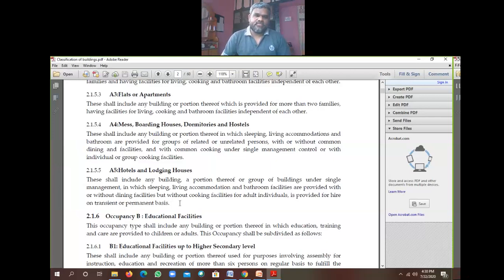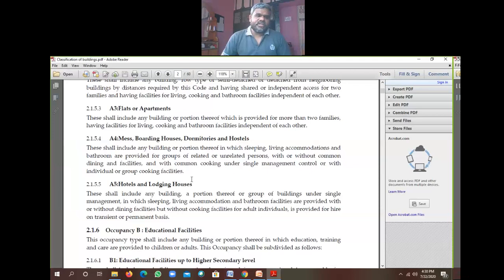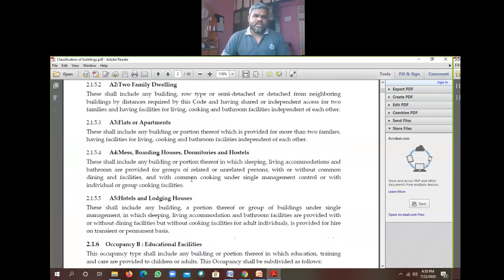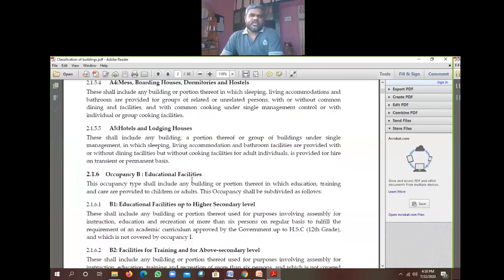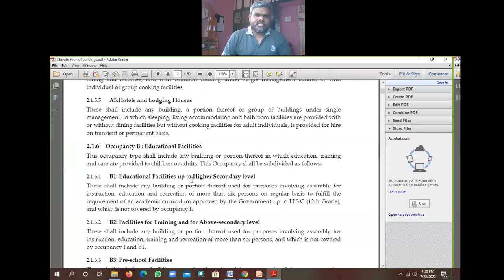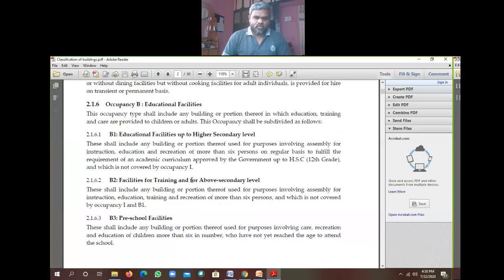These are group A5 buildings, meaning residential buildings, further classified into five types: group A1, A2, A3, A4, A5, right? And the next one is B, that is educational buildings. Educational buildings, group B buildings.